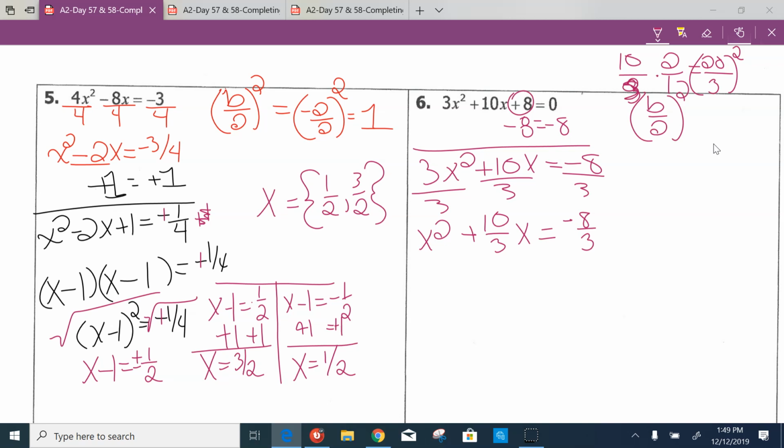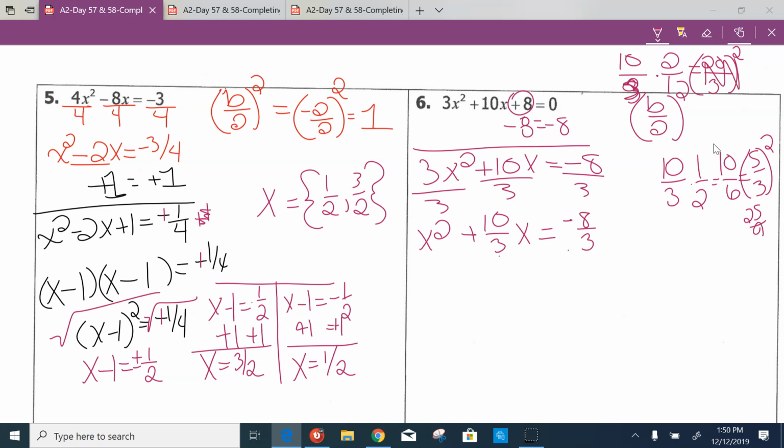I'm not sure about number 6. I have an issue with my notes here. I'm looking at it, and it's all good to here. And then what they did is they took the 10/3 and cut it in half. Okay, I see. They cut it in half this way, multiplying it times half. So you get 10/6, which simplifies to 5/3. 5/3, when you square that, I get it now, will give you 25/9.